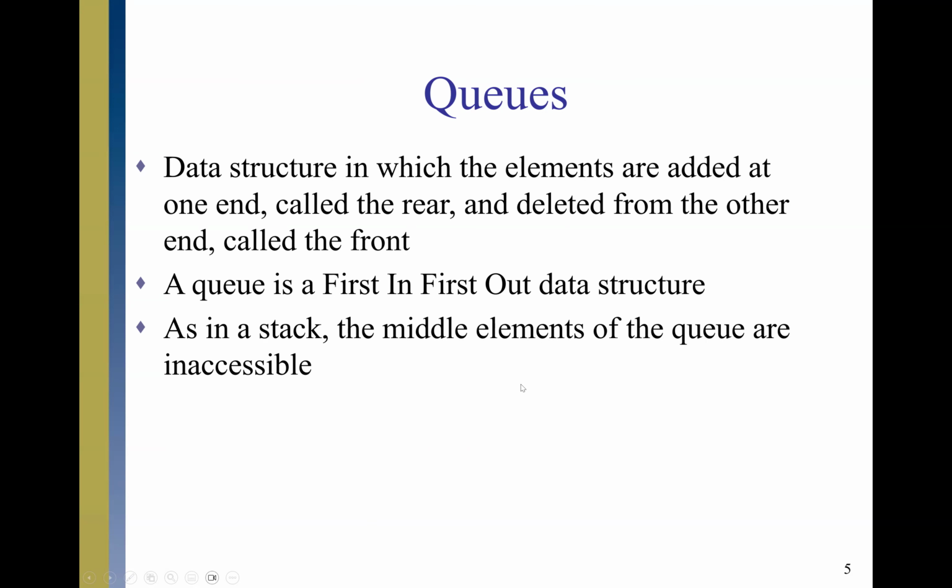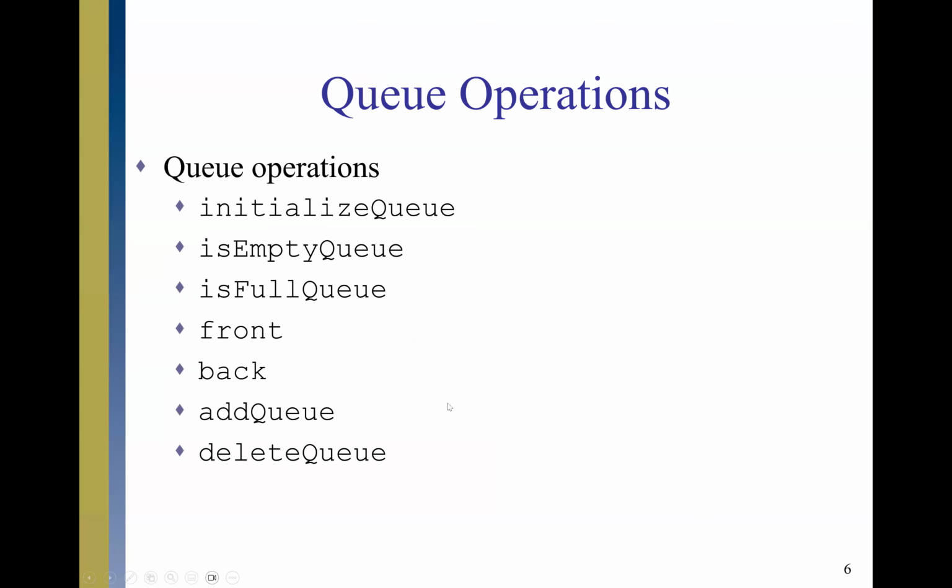As in a stack, the middle elements of the queue are inaccessible. So if you want to access anything in the middle of the queue, then those who are in the front must be removed first before the middle. So these are the possible queue operations.